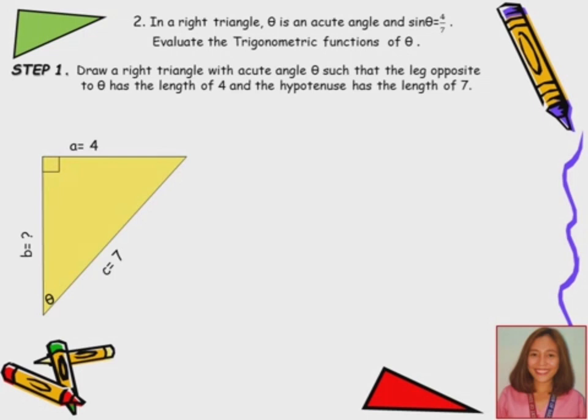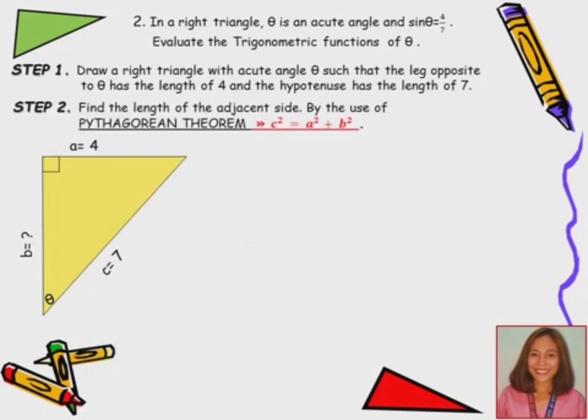As you can see, inside the triangle, the side across the angle theta has a value of 4, which is our opposite leg. And the side across our right angle is our hypotenuse, which has a value of 7. And our problem here now is that we don't know the value of our remaining side, or our adjacent leg. So what shall we do?